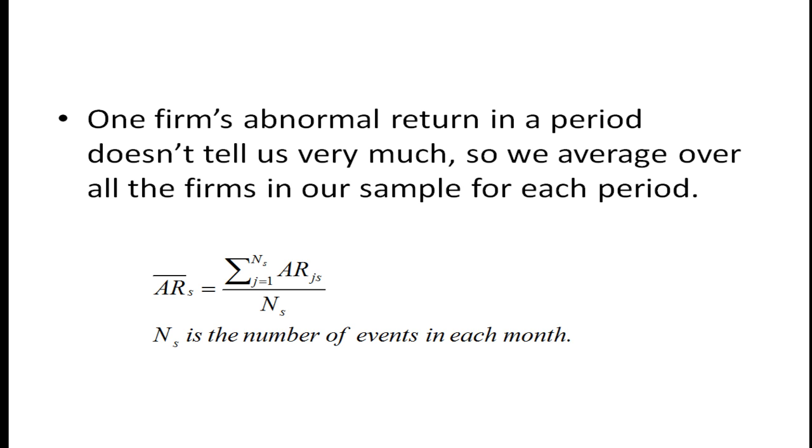So you're not going to be looking at one abnormal return. You're going to be looking at an average, and that average might have 100 or 200 or 1,000 different companies that had that event on that event timeline date. So it might be time period 0, or it might be time period 0 minus 1, so one day before the event, etc.